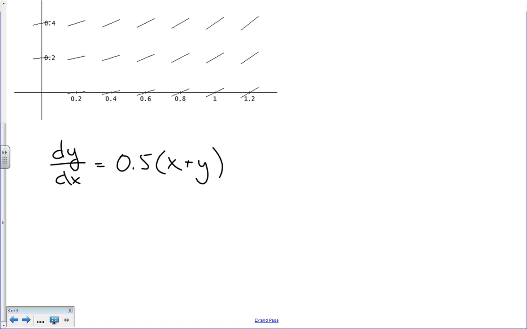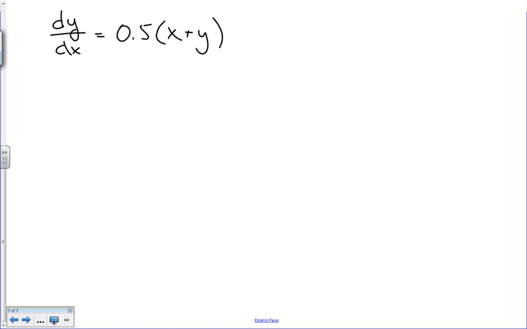And for part A, it says use Euler's method with dx equal to 0.2 to calculate the approximate values for y for the particular solution containing the point (0, 0.4). There's your initial condition. And they want us to go from 0.2 all the way to 1.2. All right, so the first step of this, remember, is to first solve this equation for dy. So I'm going to go ahead and do that first.